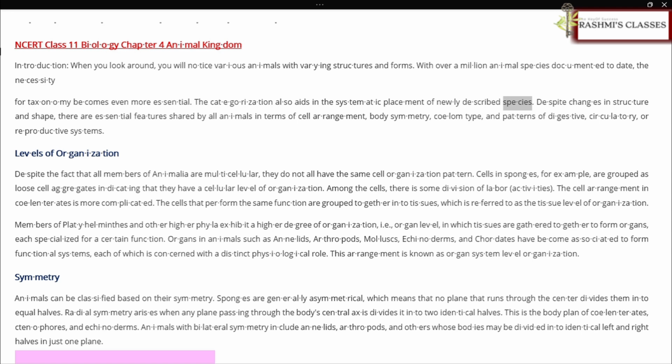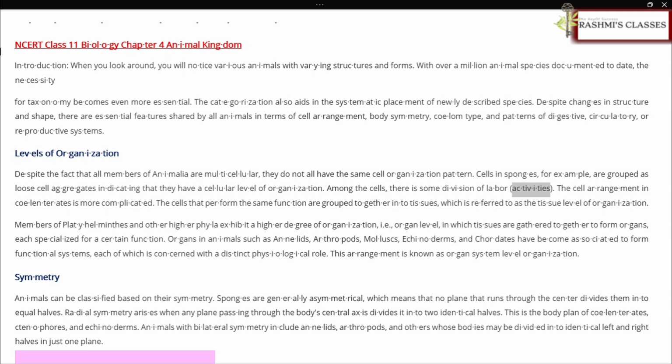Despite changes in structure and shape, there are essential features shared by all animals in terms of cell arrangement, body symmetry, coelom type, and patterns of digestive, circulatory, or reproductive systems. Levels of organization. Despite the fact that all members of Animalia are multicellular, they do not all have the same cell organization pattern. Cells in sponges, for example, are grouped as loose cell aggregates, indicating that they have a cellular level of organization. Among the cells, there is some division of labor.